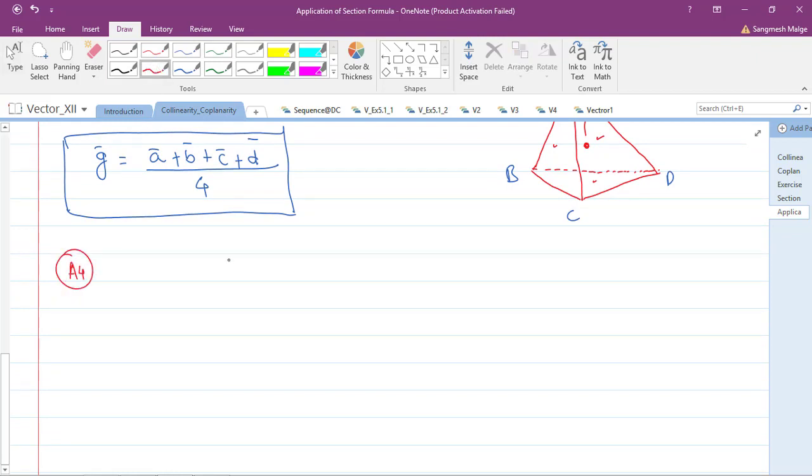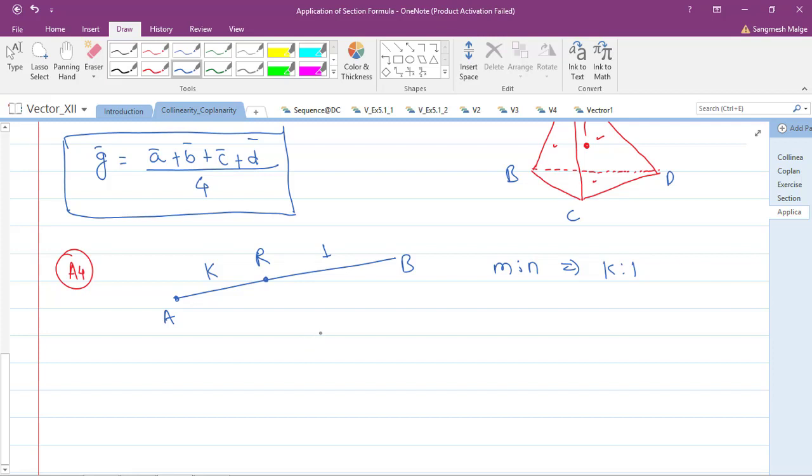Whenever they give you a question like this: suppose the point R is dividing the segment AB in an unknown ratio, and we have to find the ratio in which this point R is dividing the segment AB. In that case, it's always good to consider the ratio m is to n as some k is to 1. We have to consider this as k and this as 1, and make use of the internal section formula.